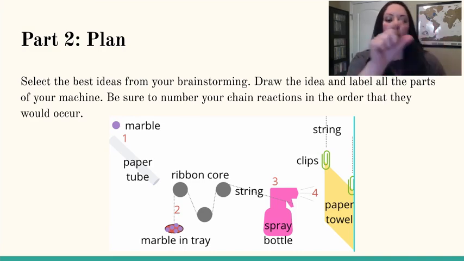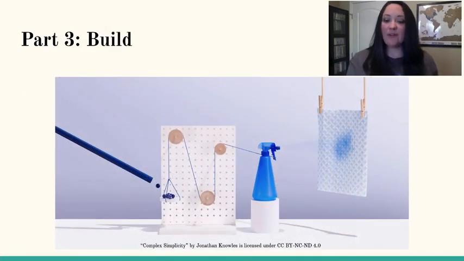I want the marble to roll down the paper tube. I want it to land in the tray. I want it to pull the string that's going to pull the spray bottle handle, and then that will spray the paper towel. Then I'm going to build it.